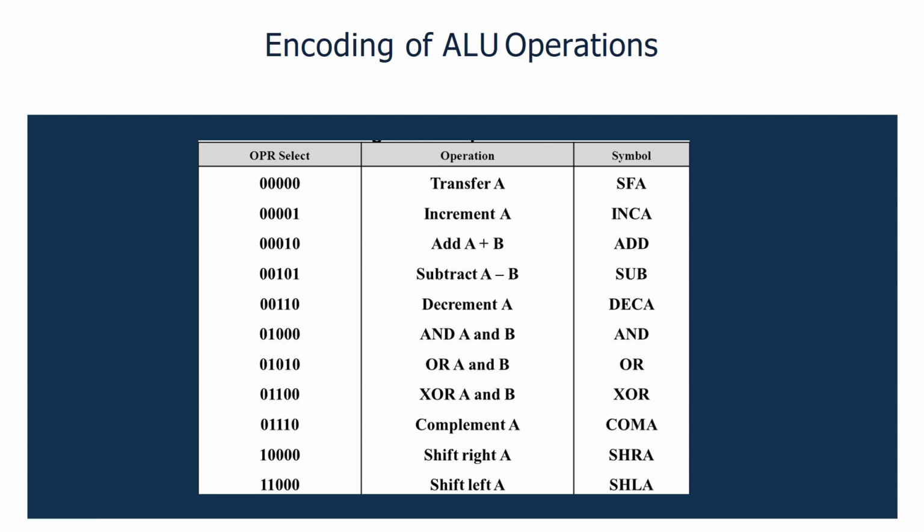So these are the 5 bits. If all 5 bits are 0, we want to transfer A. When the 5 bits are 00001, then we want to increment A. This symbol should be TSFA. So these 5 values of the OPR will help us select which operation we want to do.